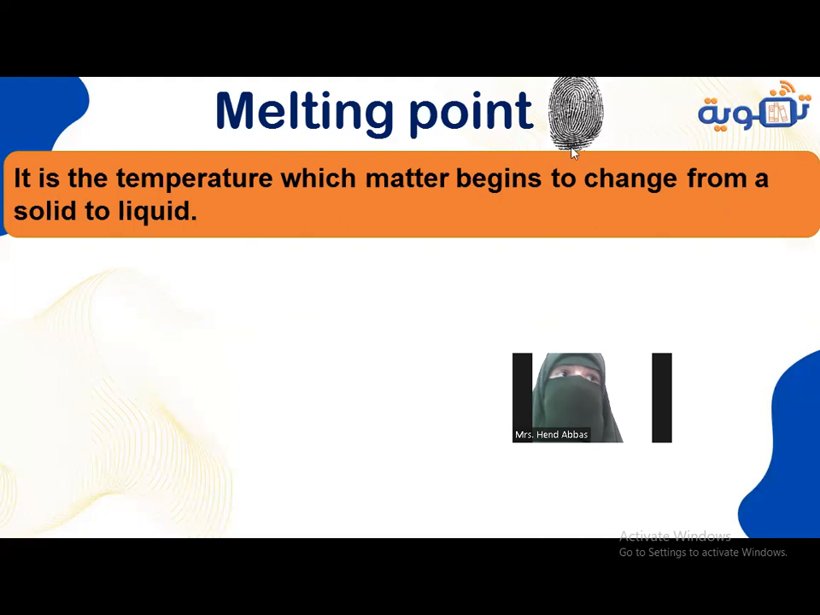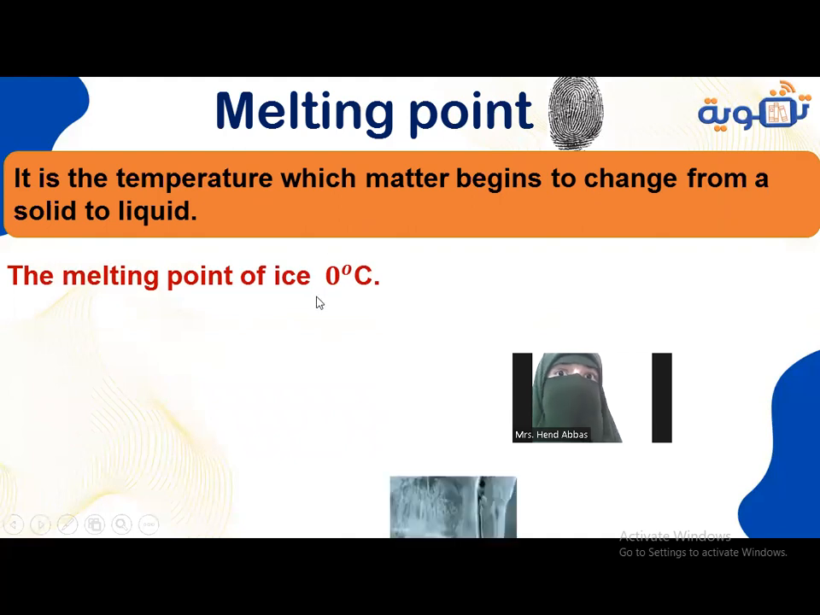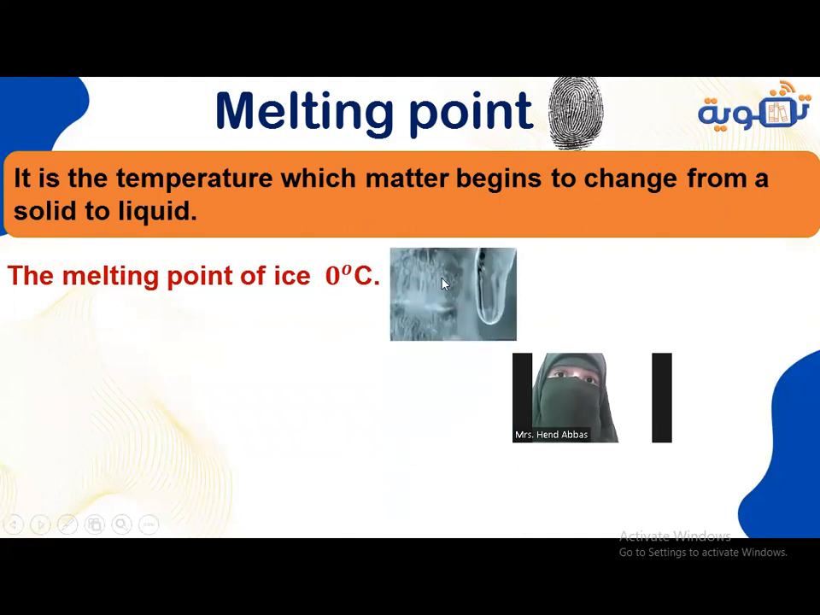First, melting: it's the changing from the solid state to the liquid state. What is melting point? It's the temperature at which the matter changes from the solid state to the liquid state. The melting point of ice is 0 degrees Celsius. So at 0 degrees Celsius, the ice will change from the solid state to the liquid state.